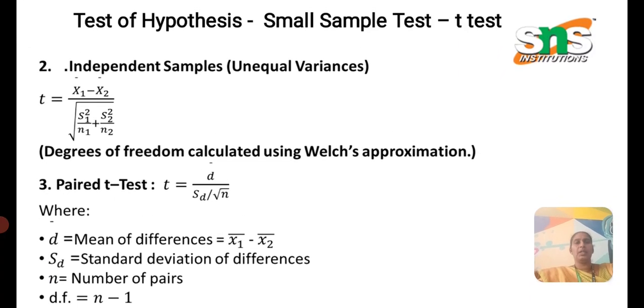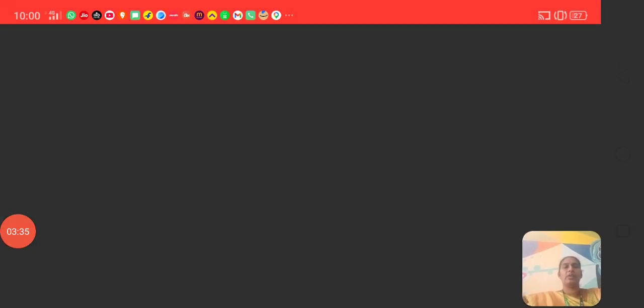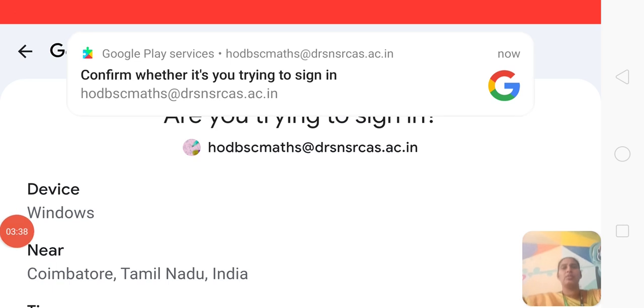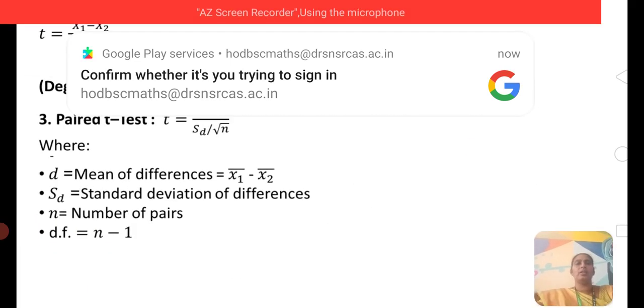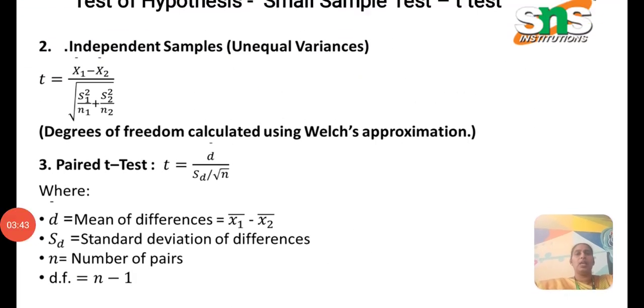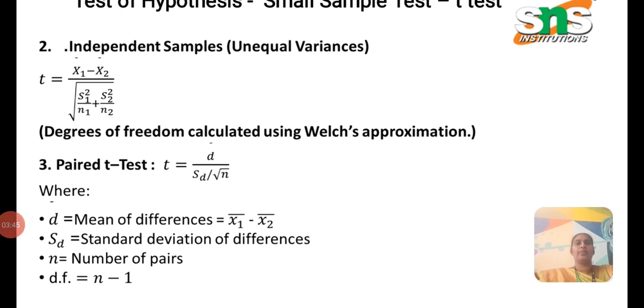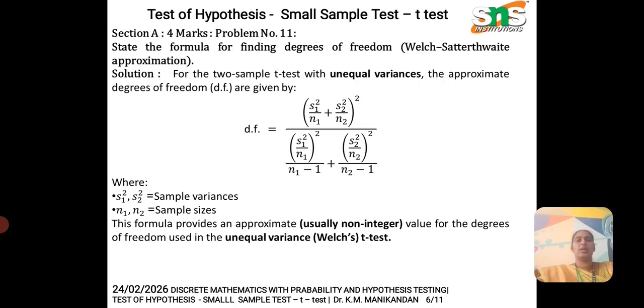Next is the independent sample test for unequal variances. Here we find t equal to x1 bar minus x2 bar divided by root of s1 square by n1 plus s2 square by n2. The paired t-test is t equal to d bar by sd by root n, where d bar is the mean of the differences x1 minus x2, sd is the standard deviation of the differences, n is the number of pairs, and df is n minus 1.